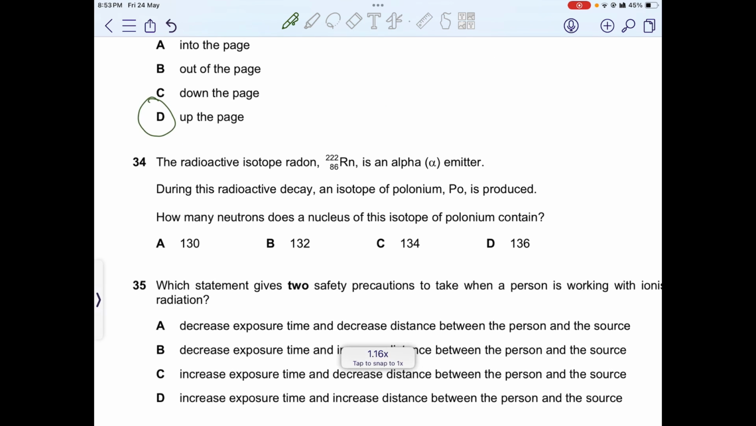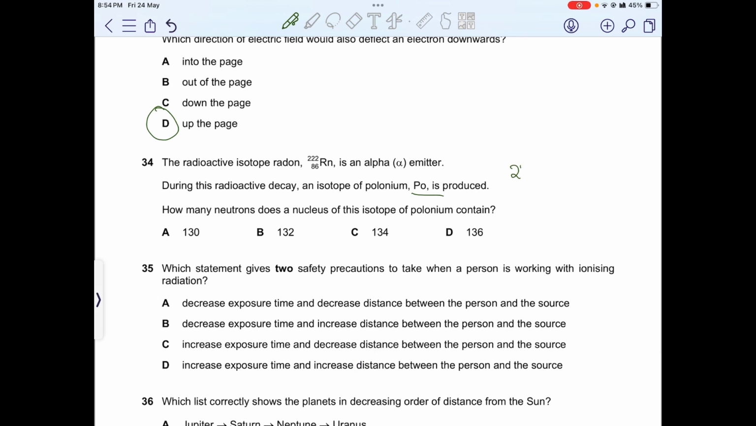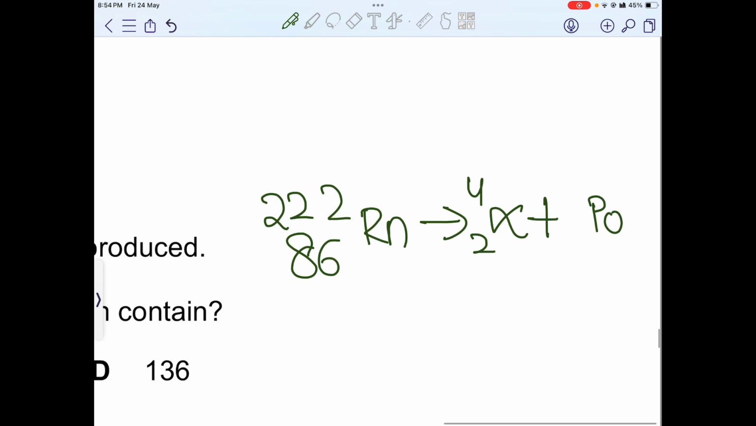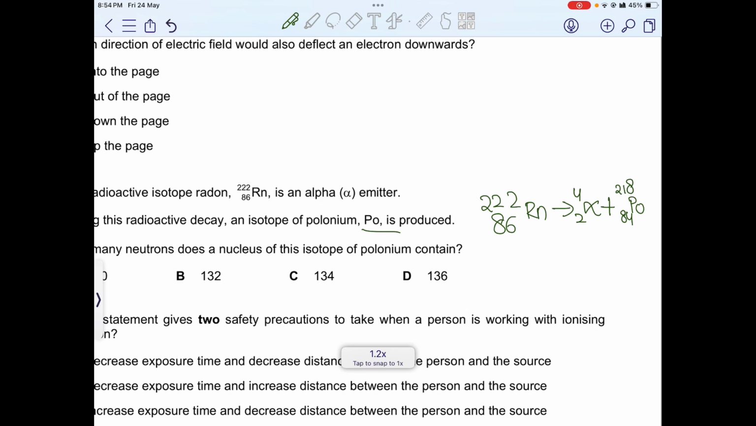The radioactive isotope radon is an alpha emitter. Then an isotope of polonium is also produced. So we have to get that equation: 222 86 Rn, when it changes, produces an alpha particle, which is 4 2, plus it produces polonium. Now it would be the same on both sides. So 222 minus 4 is 218, and 86 minus 2 is 84. It asks how many neutrons it contains. So 218 minus 84, as I mentioned before, is 134.